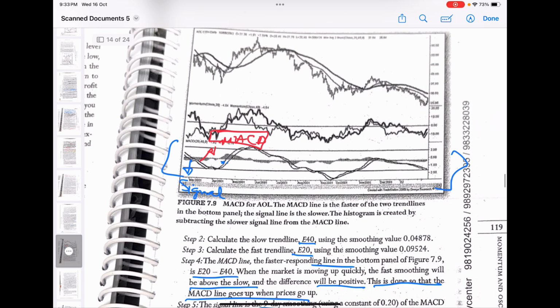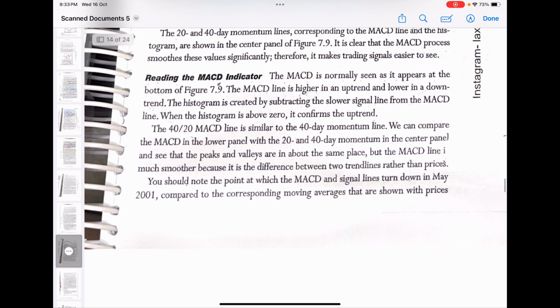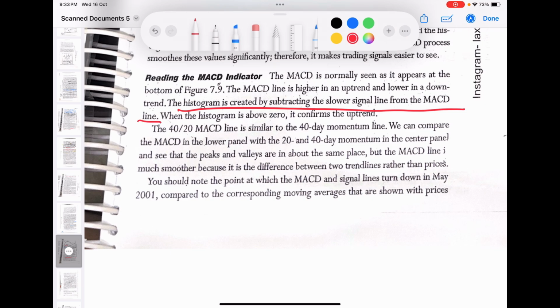Yeah. This is how it looks. We know how the MACD indicator looks, right? The MACD line is higher in an uptrend and lower in a downtrend. The histogram is created by subtracting the slower signal line from the MACD line.